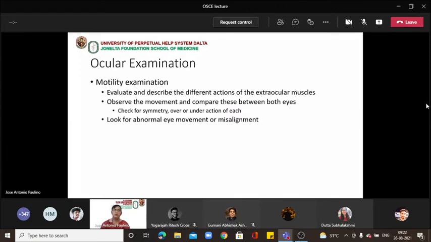When we do a motility examination, we evaluate and describe the different actions of the extraocular muscles. We have 6 extraocular muscles per eye, 4 recti muscles and 2 oblique muscles. We have to categorize or specifically identify if any of them have any abnormalities in eye movement. Since we have 2 eyes, we also compare each to both of them. We check for symmetry, over or under action. We also look for abnormal eye movements or misalignments.